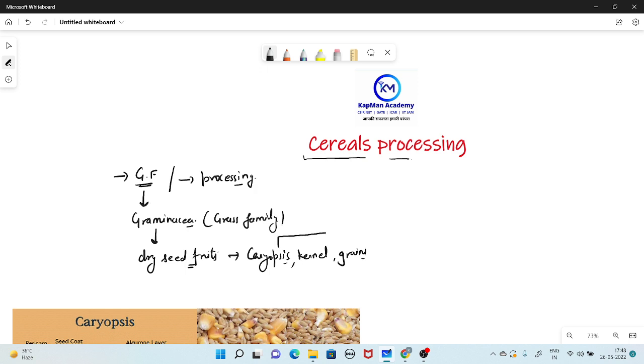Caryopsis means that the pericarp of the seed will be fused with the seed coat, right? And they both together make the caryopsis. This is called caryopsis, right?